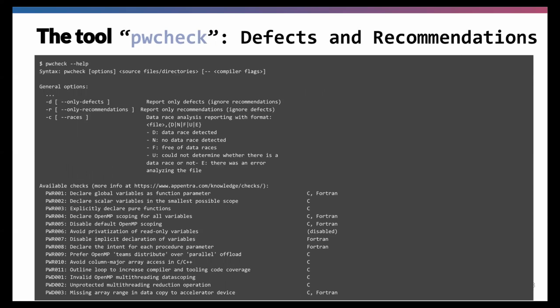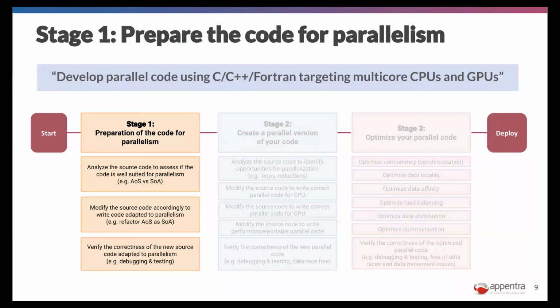PW check is the tool that is designed to check and find data races and data movement issues in your code. The help will provide you with the list of defects and recommendations currently supported by the tool. Essentially, we are supporting all the defects and recommendations that are publicly and openly available in the catalog of defects and recommendations. So let me show you in this presentation just a glimpse, 3 examples, 1 example for each of the stages of these best practices recommendations for parallel programming and for GPU.